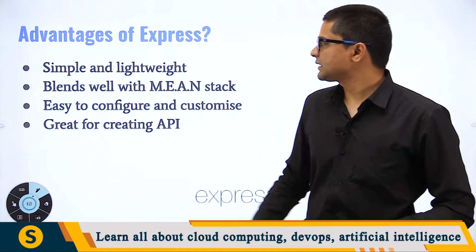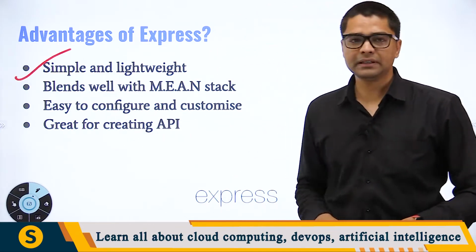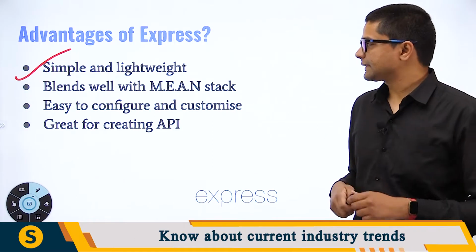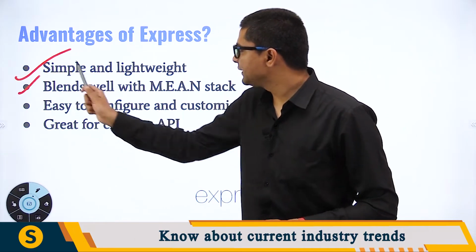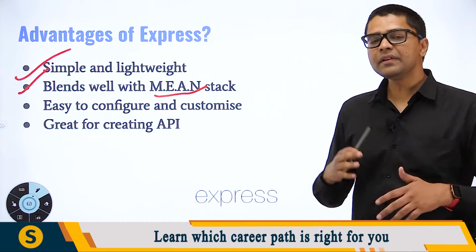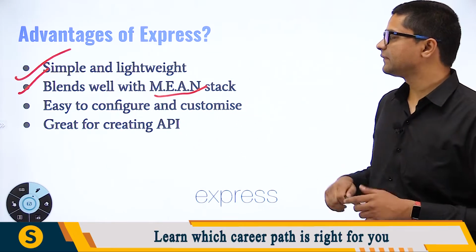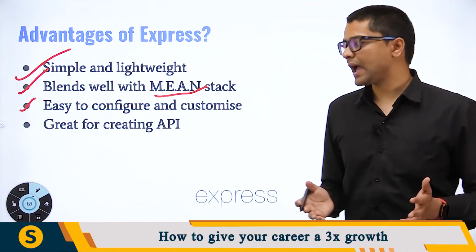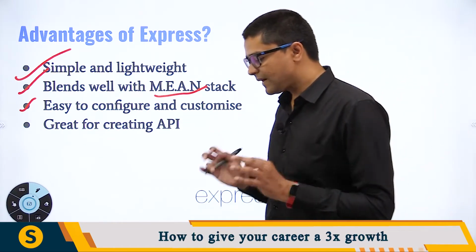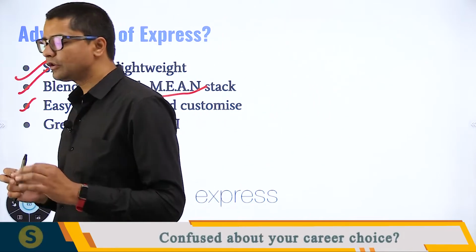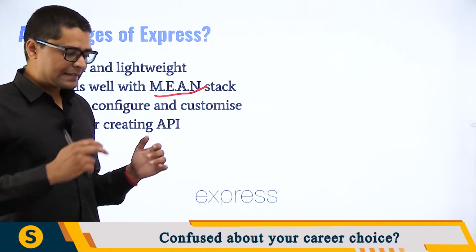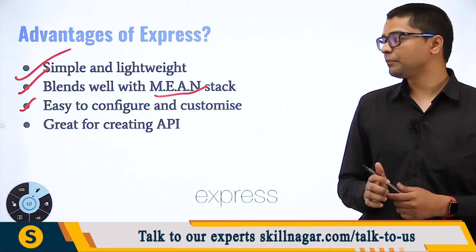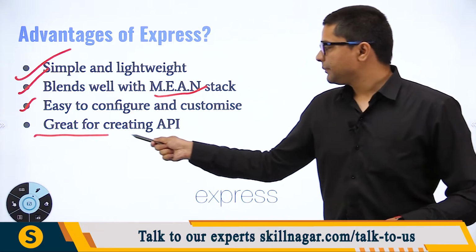So the advantage we get is that it is simple and lightweight. This is one of the biggest advantages we have with Express.js. Secondly, it blends well with the MEAN stack. We will discuss why, but obviously it blends very well. Third, it is easy to configure and get started. And finally, the most important point of Express.js is, since it is lightweight, it is one of the best frameworks, in my personal opinion, for creating APIs.